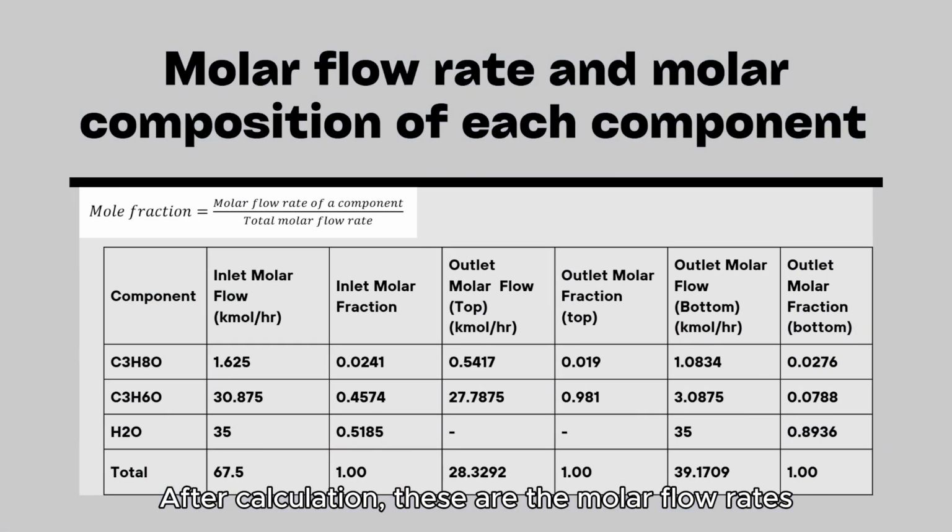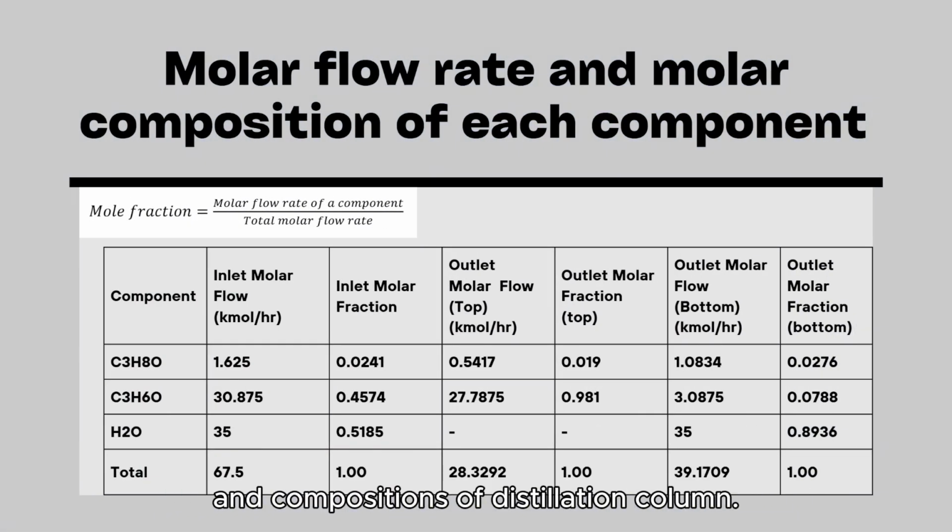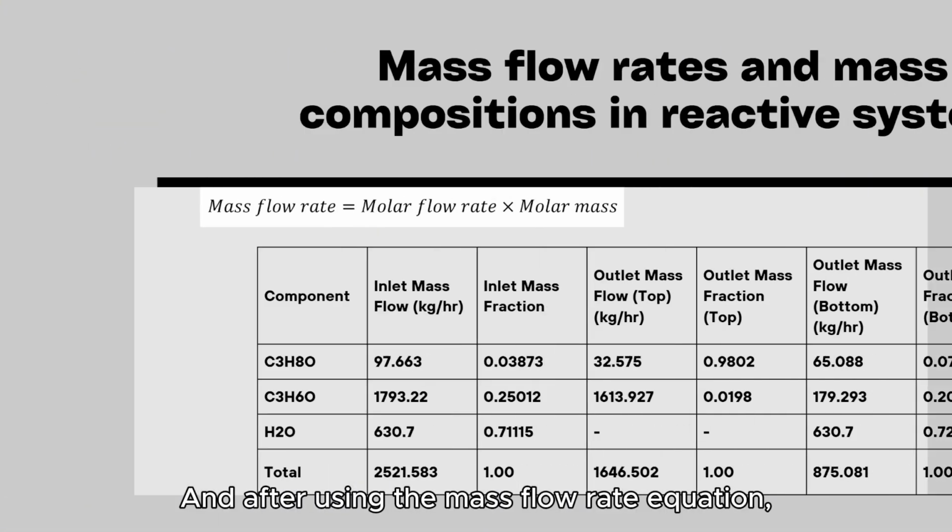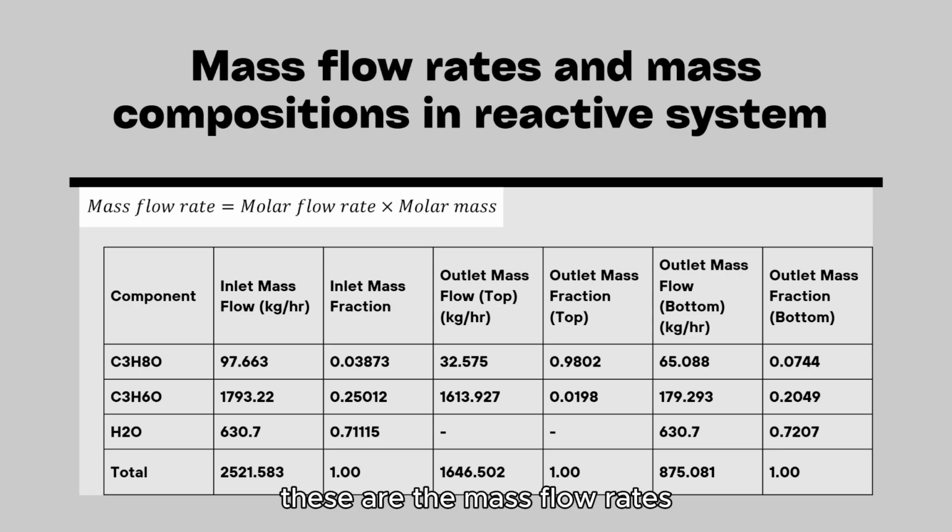After calculation, these are the molar flow rates and compositions of the distillation column. And after using the mass flow rate equation, these are the mass flow rates given in kilograms per hour with their mass fractions.